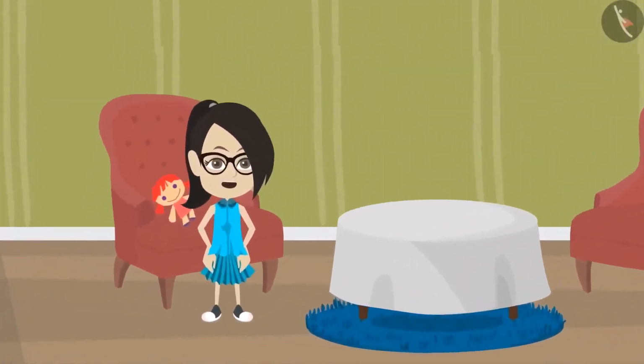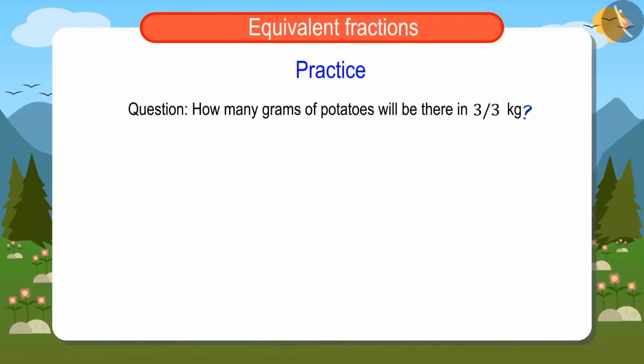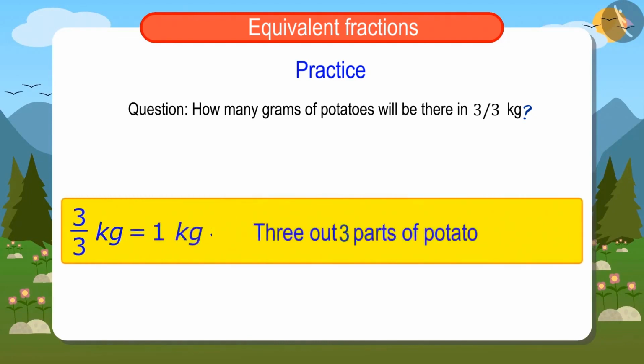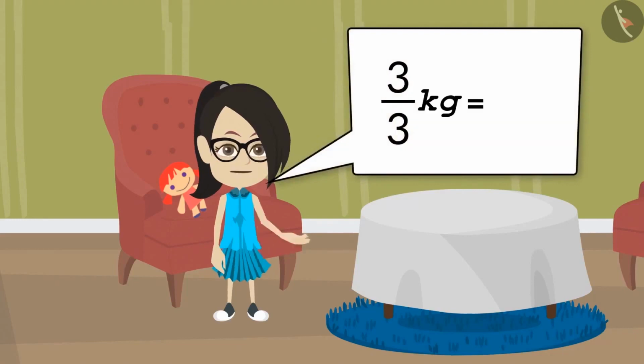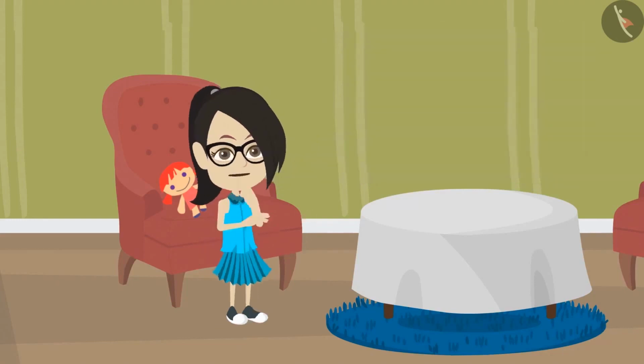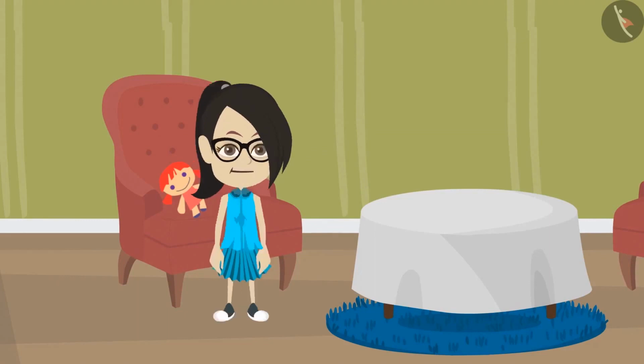Let us together find out how many grams of potatoes will be there in 3/3 kilograms. 3/3 means 3 out of 3 parts. That is, of a kilogram of potatoes, all 3 parts. But if after dividing a kilogram of potatoes into 3 equal parts, I keep all the 3 parts, it means that in 3 upon 3 kilograms, there will be 1 kilogram of potatoes.